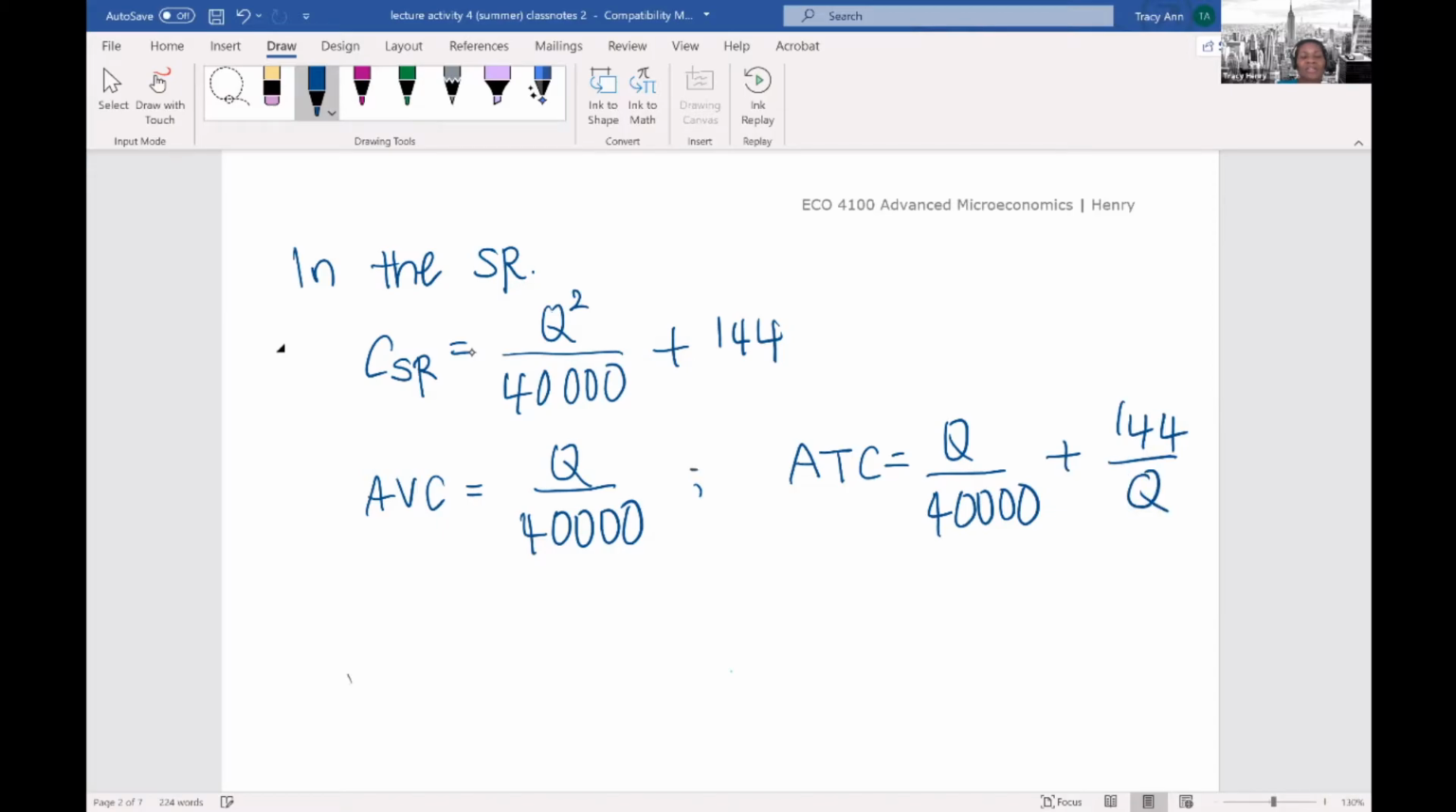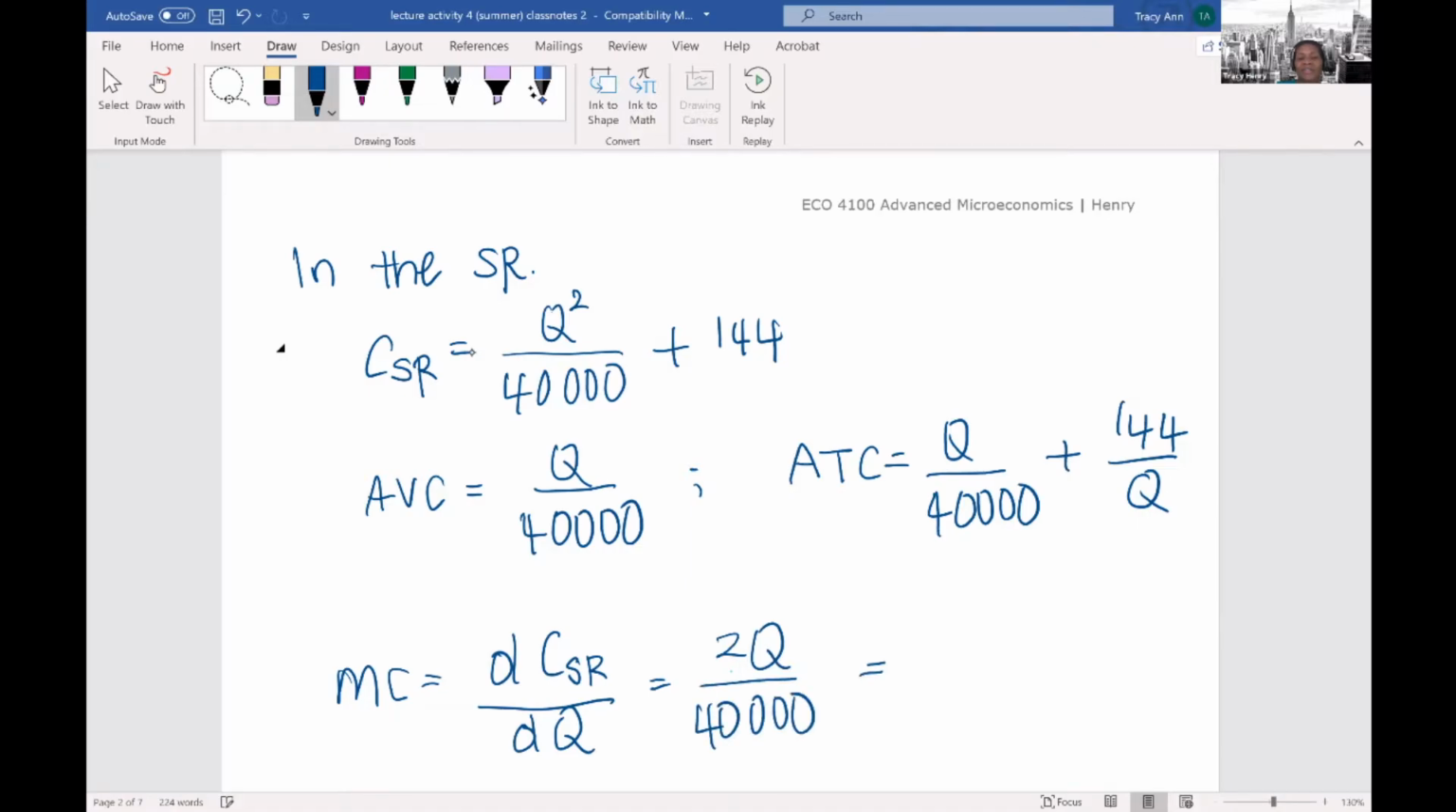Our marginal cost, remember, is the derivative of your cost function with respect to quantity. The marginal cost is going to be equal to 2Q over 40,000, which is the same as saying Q over 20,000. So I'm going to write it just in case: 2Q over 40,000, which is the same as Q over 20,000.